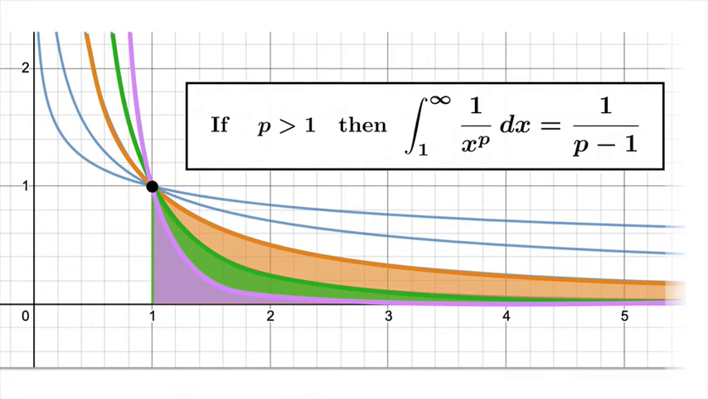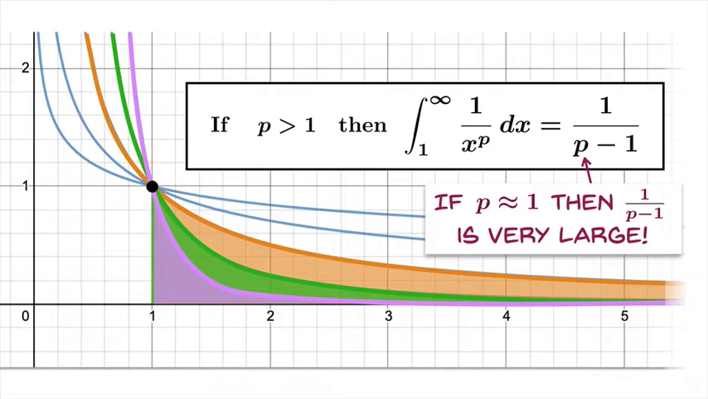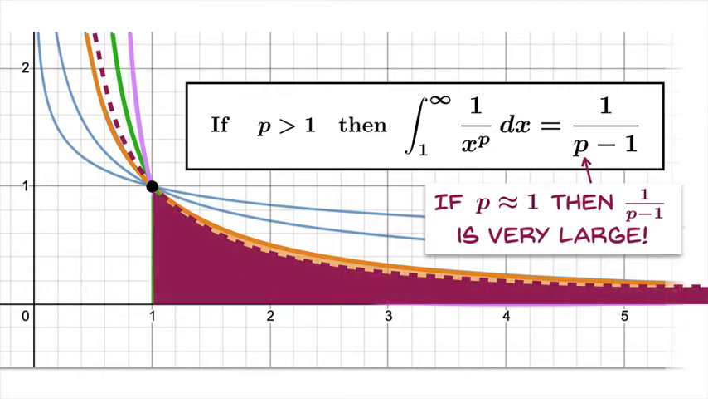But there's one last point that's worth mentioning here. If p is less than 1 but happens to be close to 1, then this value is very large. This is consistent with the picture as well, because if p is close to 1, you're going to get a graph that's close to the reciprocal function. And so it stands to reason that if the area under the reciprocal function is infinite, but you can get a graph that's close to it, you might be able to get graphs that have pretty large areas, and that's what this formula is telling you.